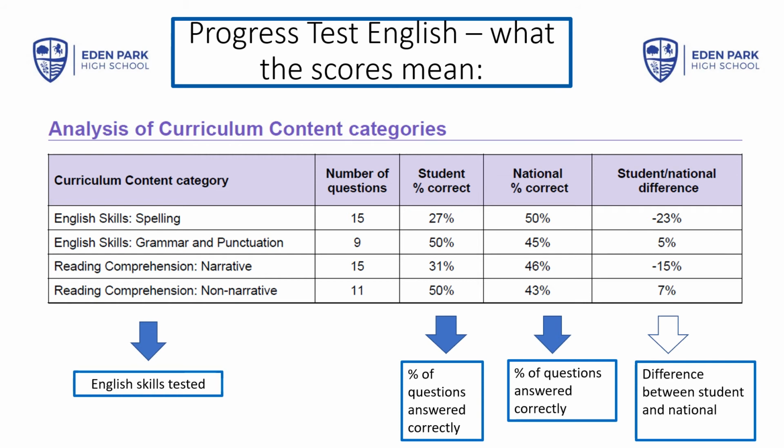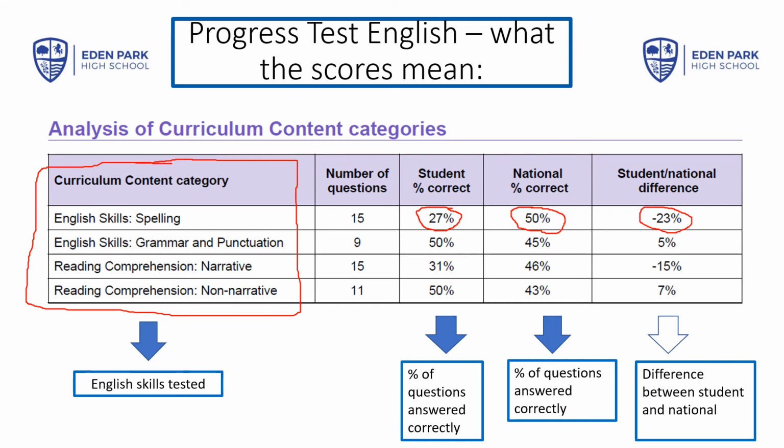And going through the progress test English in a bit more detail, again, you'll see here the curriculum content category. What this side of the report does is help us identify if there are any specific areas that a child might need further support in. For example, here you can see the student answered 27% of the spelling questions correctly, and nationally, children normally get about 50% of them correctly, meaning they're 23% below.